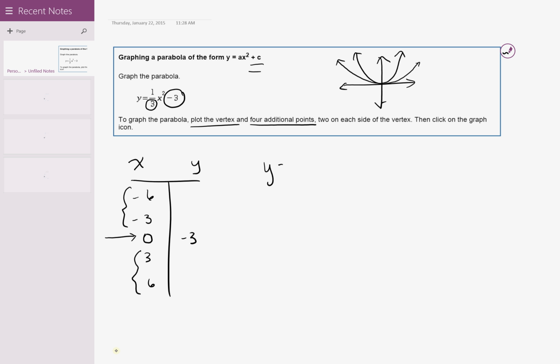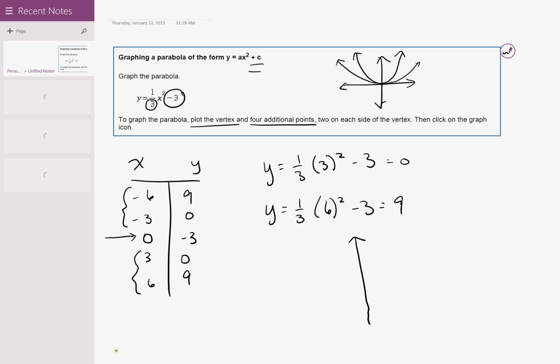So y is equal to 1/3 times 3 squared minus 3. 3 squared is 9, divided by 3 is 3, minus 3 is 0. So those values are both 0. And then y is equal to 1/3 times 6 squared minus 3. And 6 squared is 36, divided by 3 is 12, minus 3 is 9. And so I will plot those points.